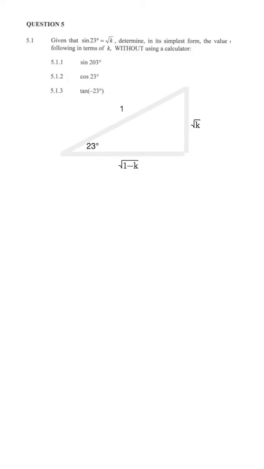The definition of sine is the opposite over the hypotenuse. So we have our angle here, sine 23 is equal to the opposite, which is root k, over 1. And of course, Pythagoras' theorem, we have root of the hypotenuse squared, 1 squared, less root k squared, which is just k. So you have root 1 minus k as the adjacent side. And we'll use this diagram to answer the questions.